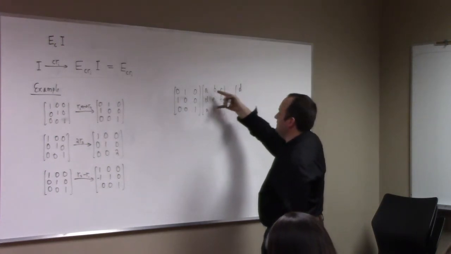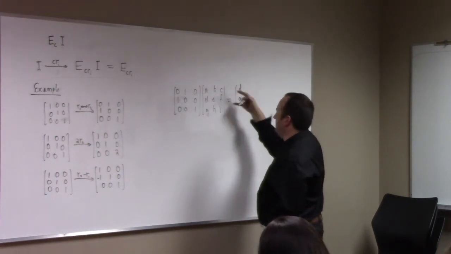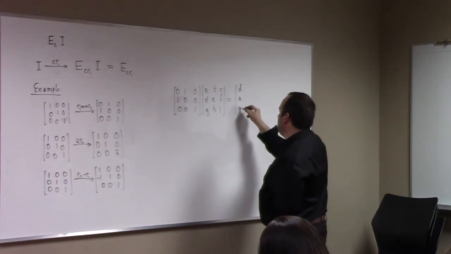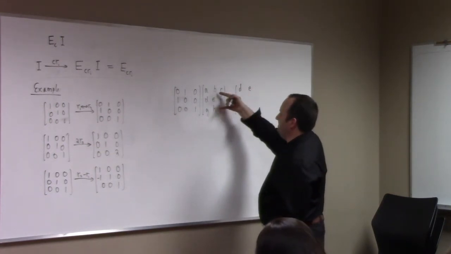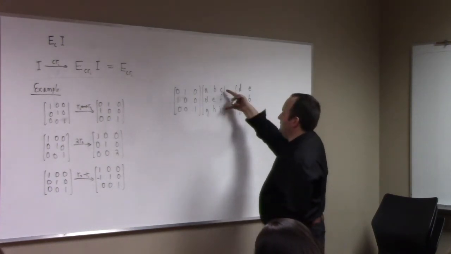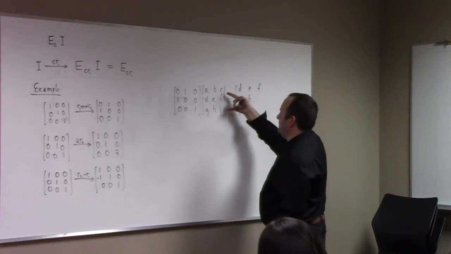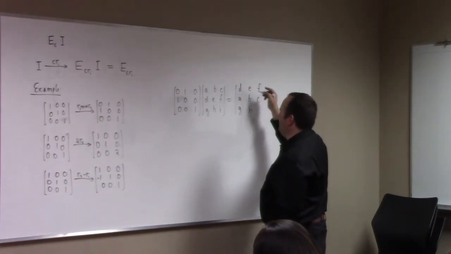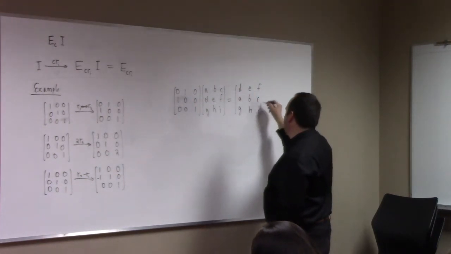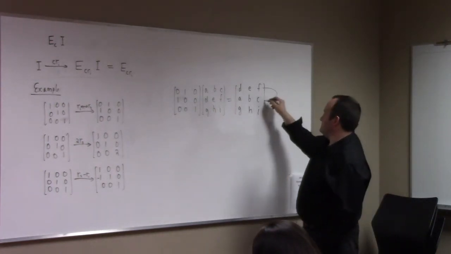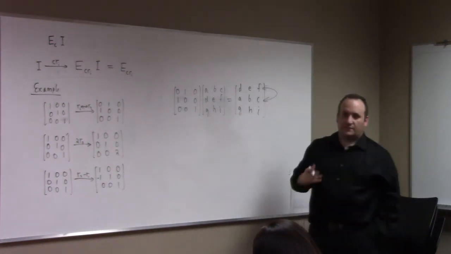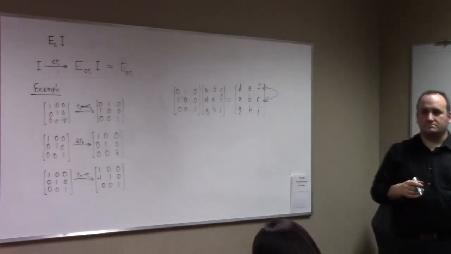I get D, I get E, I get F, I get A, I get B, I get C, I get G, H, I. Indeed, I have done what? I have permuted rows 1 and 2.